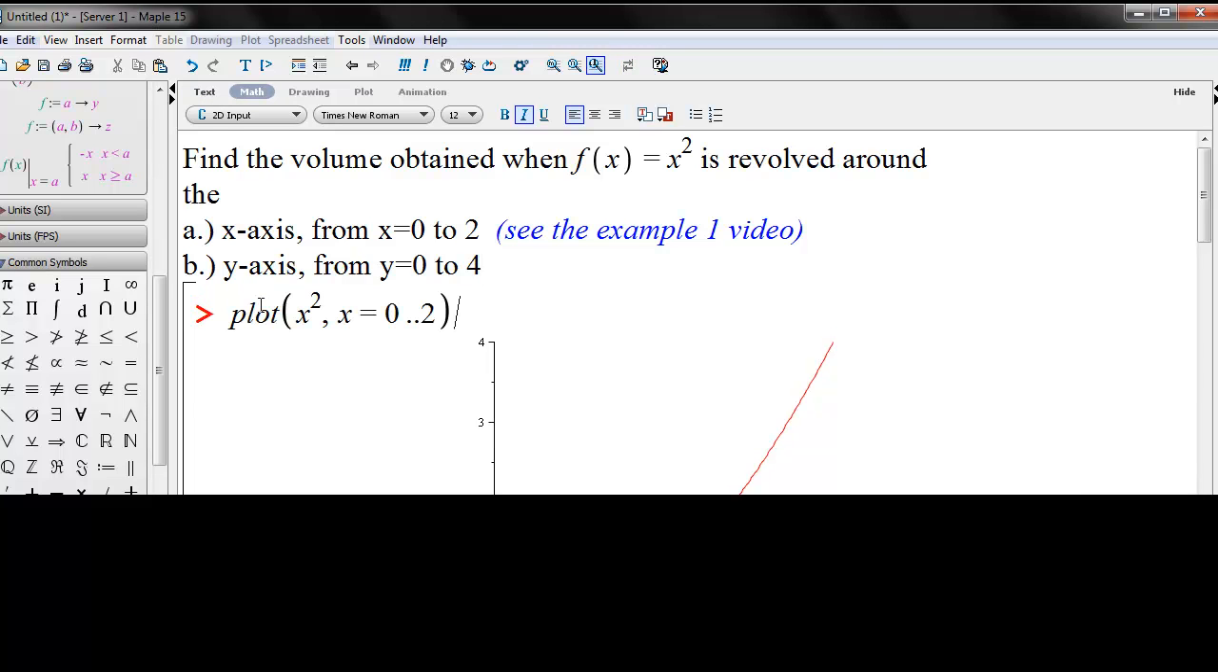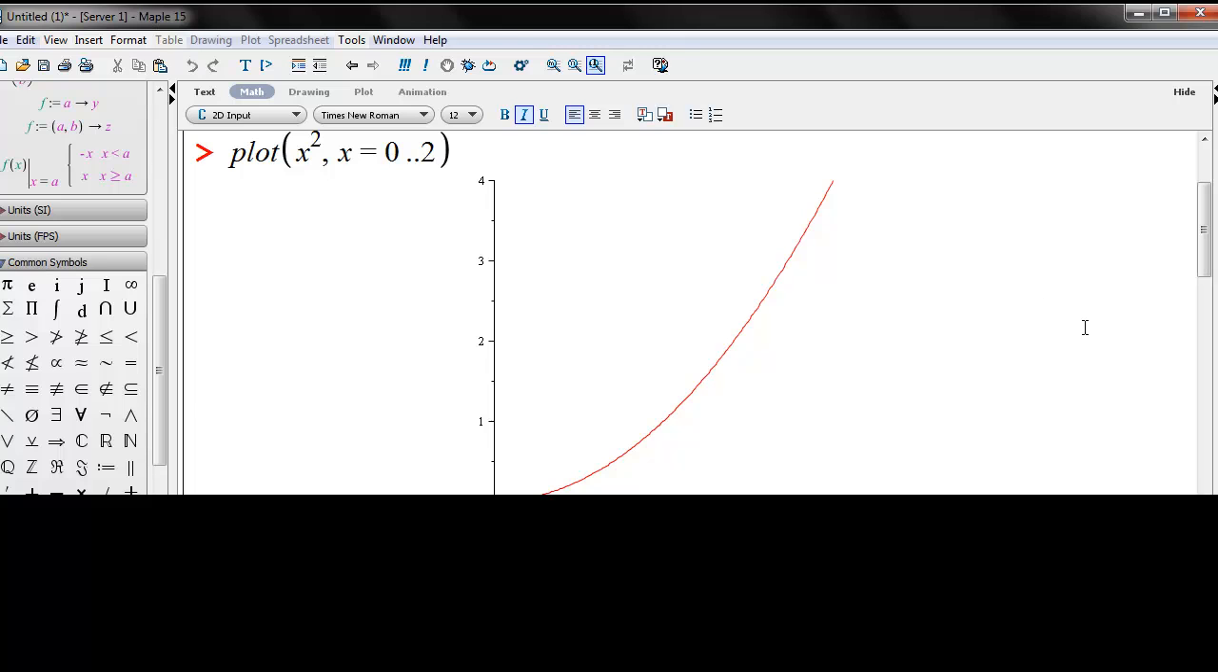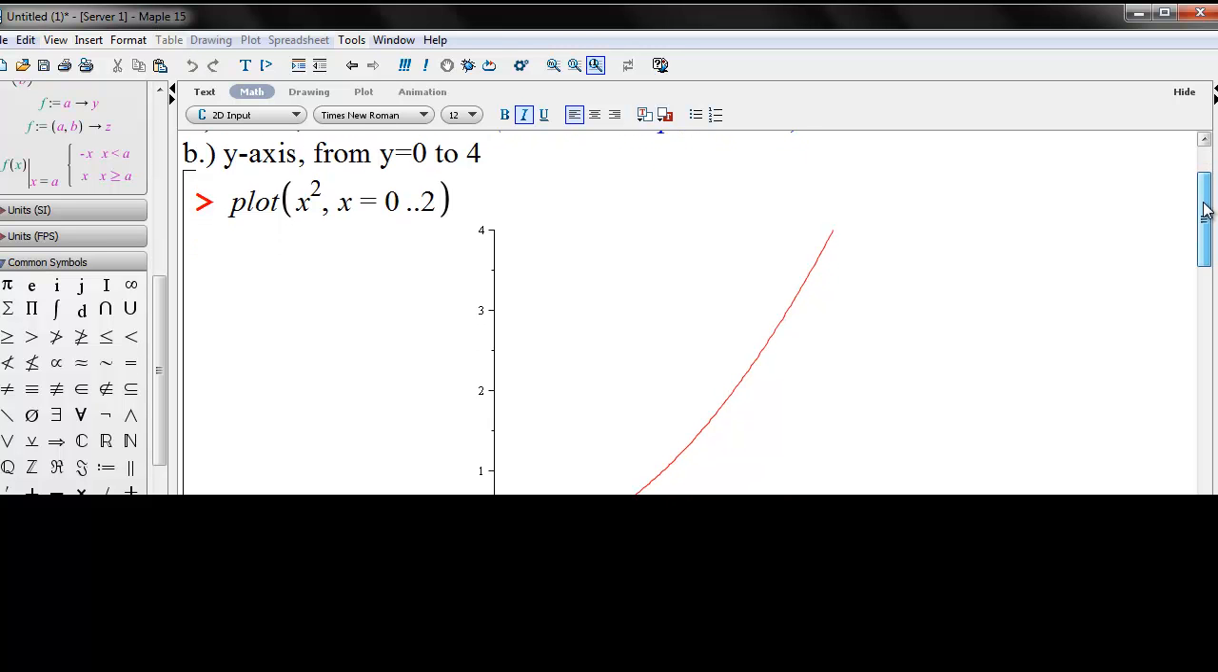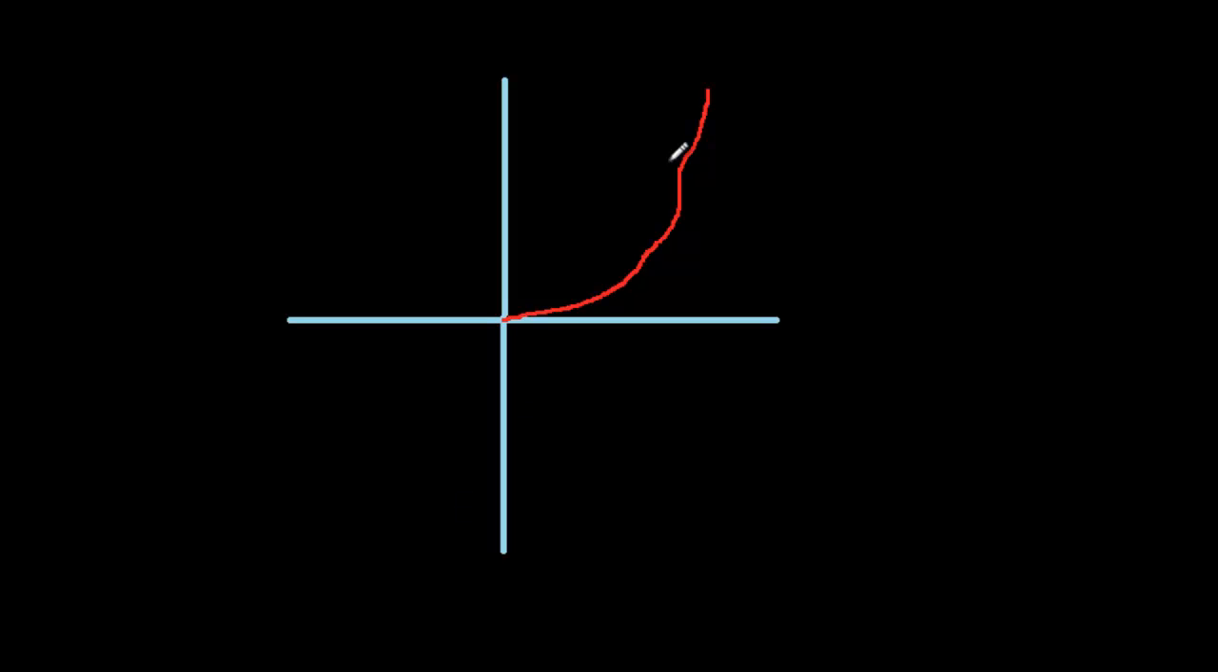So the first thing I would suggest is always to plot the curve. And when we plot the curve, notice that I'm plotting with respect to x. The reason we're doing x equals 0 to 2 is because when x equals 2, that gives us y equals 4, and that's exactly what we wanted here in the example. So let's draw the curve and label the axis around which we're revolving. We're revolving around the y-axis. I'm going to draw my little curvy arrow here to signify that I'm rotating around the y-axis.